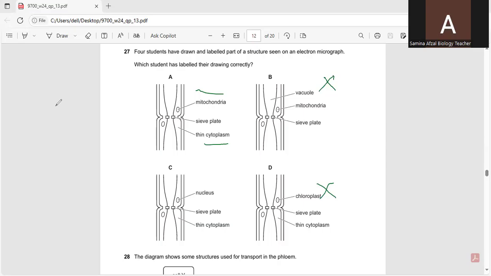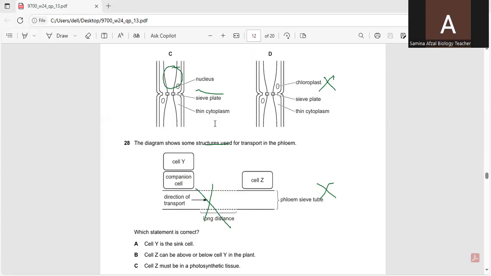So in diagram C, you can see the label nucleus within the sieve tube. This is definitely incorrect because mature sieve tube elements are without nucleus. So this is also not correct. So only A is the correct option, in which the mitochondria is there. Few mitochondria are there to give it energy, and thin cytoplasm is there, which becomes on one side. So A is the correct option over here.